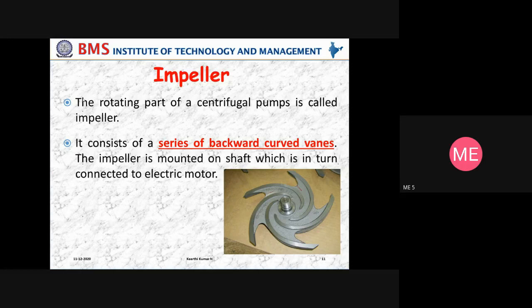So how are we going to define this impeller? It is a rotating part of a centrifugal pump. It consists of a series of backward curved vanes. Remember this, backward curved vanes. This is also an important word, because in the second module they will refer to a hydraulic machine having backward curved vanes, so you should know what backward curved vanes mean. They correspond to the centrifugal pump. The impeller is mounted on the shaft. Where is the shaft? See here at the center. It is mounted directly on the shaft, which in turn is connected to the electric motor. So this is the actual figure of the impeller.